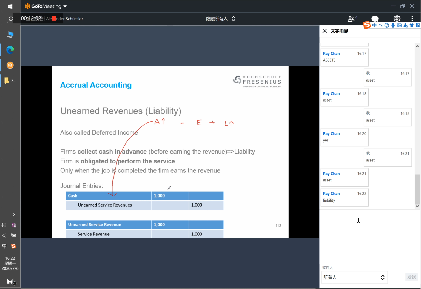That makes sense. Yeah. Good. Then this was our first journal entry. When the payment takes place, yeah, cash goes up, but the firm has to record an unearned service revenue. The second journal entry is when the firm actually performs the service. When the firm performs the service, what do I have to write here?